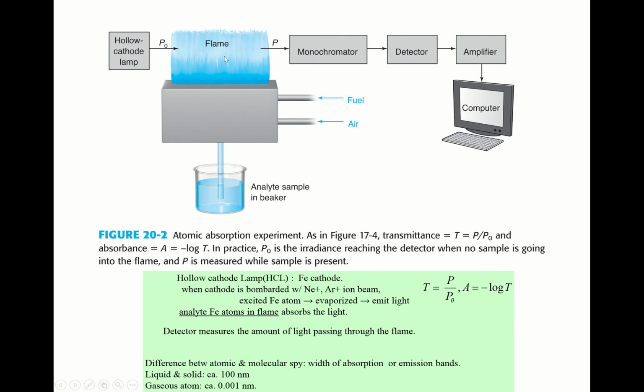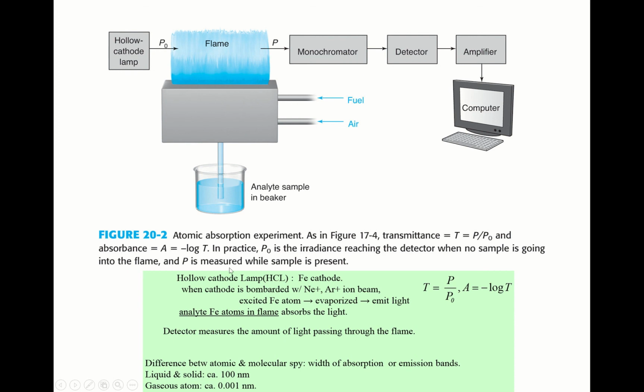And then the atoms of an element of your interest absorb this P0, and the transmitted intensity is P. The other process is the same: the wavelength is selected by this monochromator and then detected. All right.